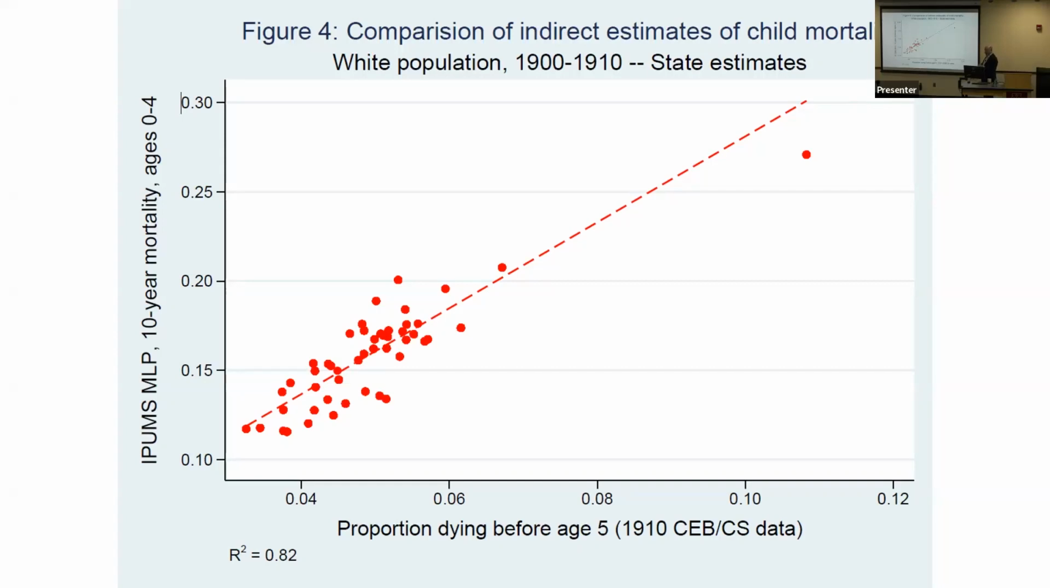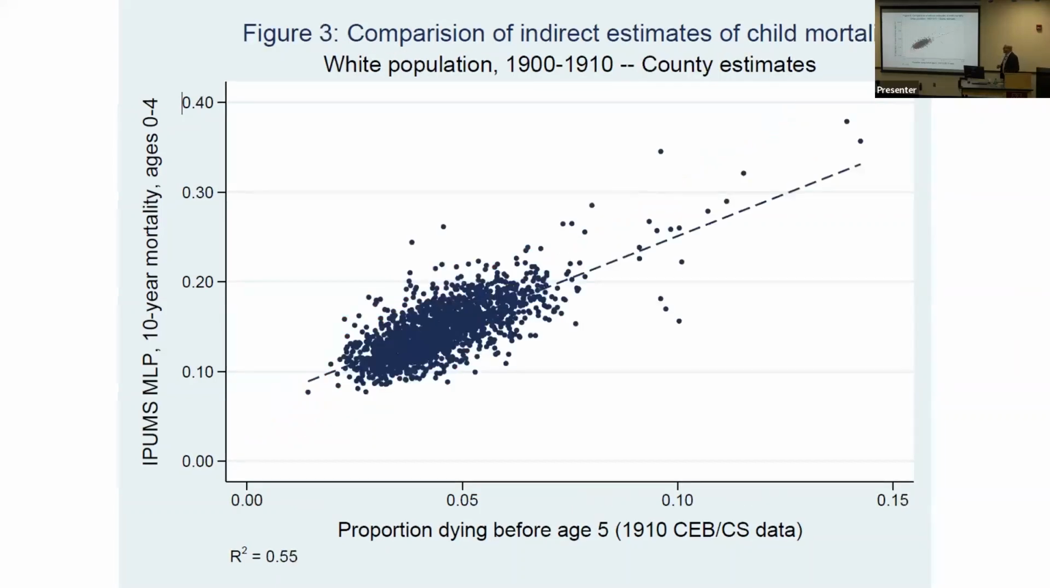I'm going to skip by this one quickly. The levels are completely different parameters right now. Not everything's been converted to MLP life table parameters. Here are county estimates for the white population. R squared is only 0.55. You get a lot of bunching in the middle. But again, I'm grateful. It's positively correlated.